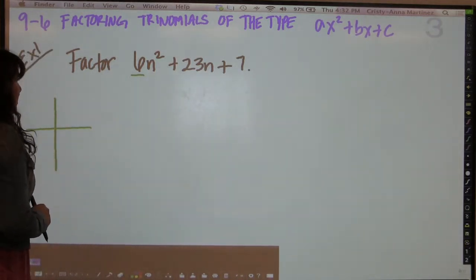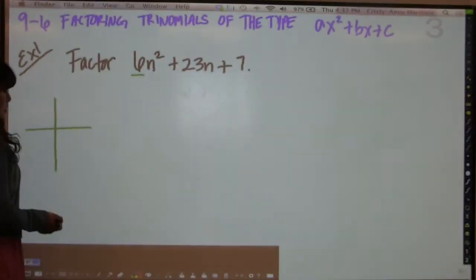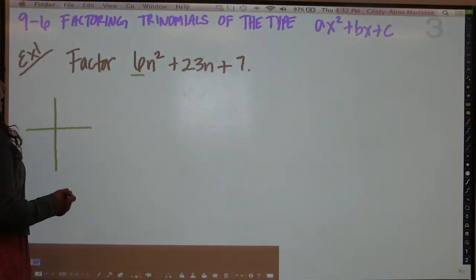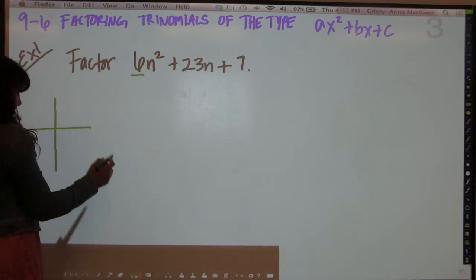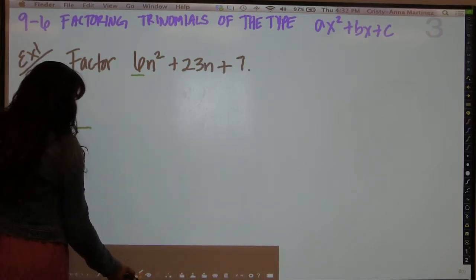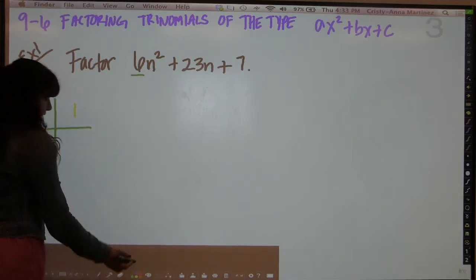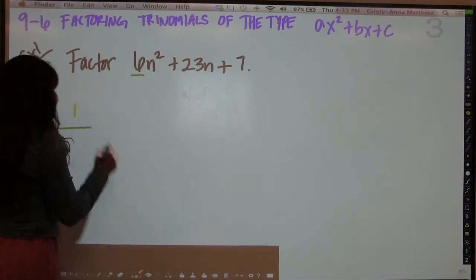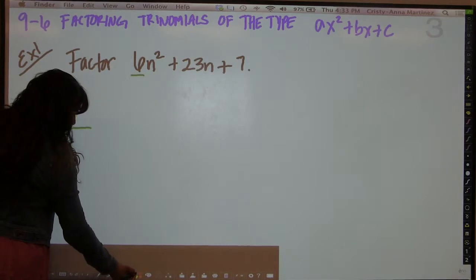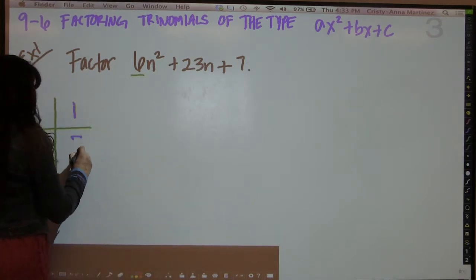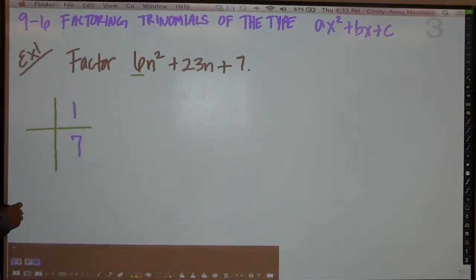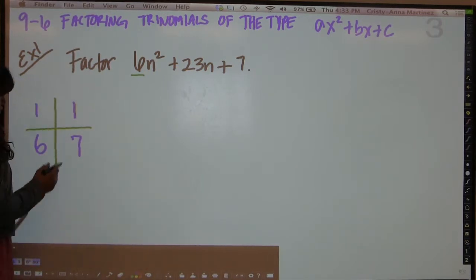So right now we're going to talk about some things that you could try. So for example, we know that the factors of 7 are 1 and 7 because the number 7 is a prime number, so it only has 2 factors. Okay, so we have 1 and 7 there. And for factors of 6, it could be 1 and 6 or 2 and 3. So I'm going to start with 1 and 6. And then I'm going to try to do my multiplication on my diagonals.